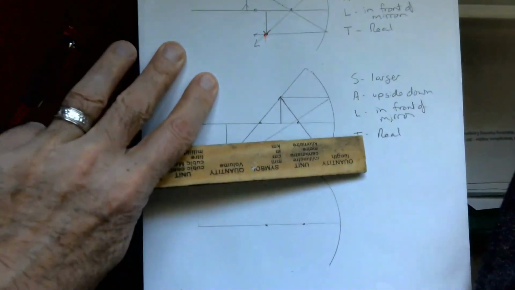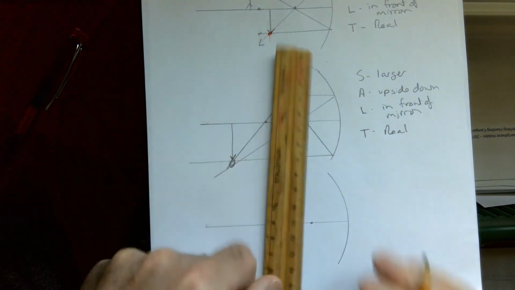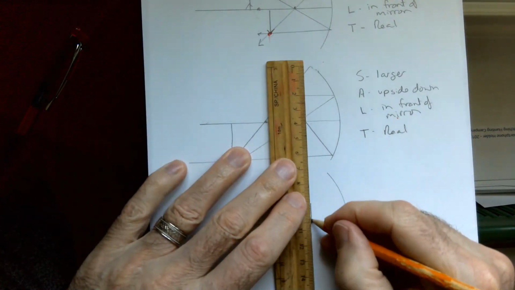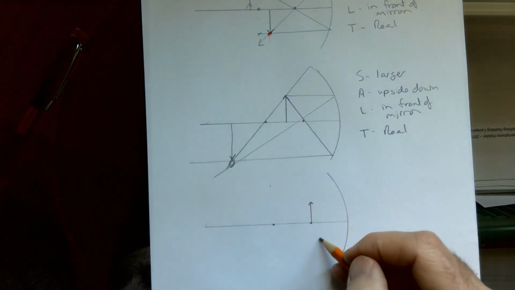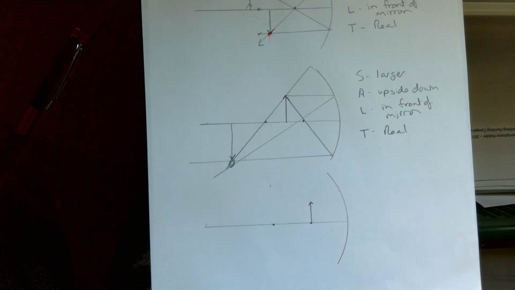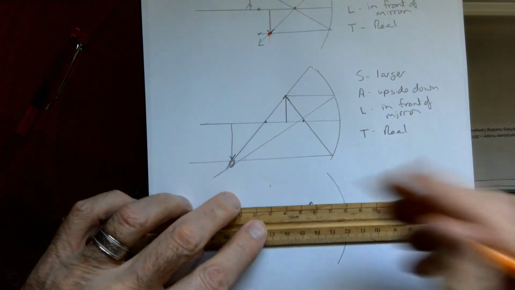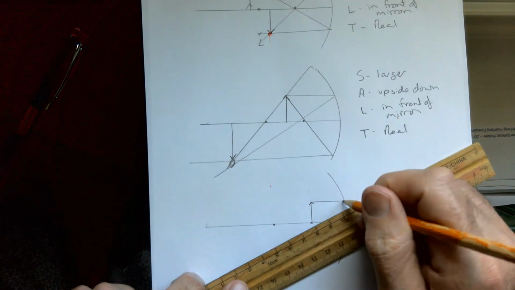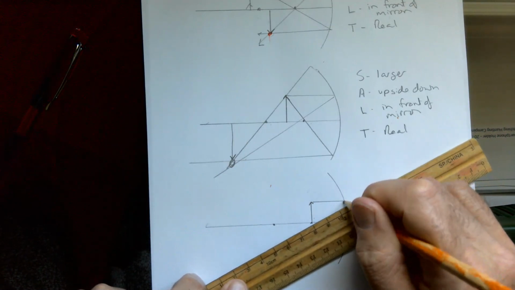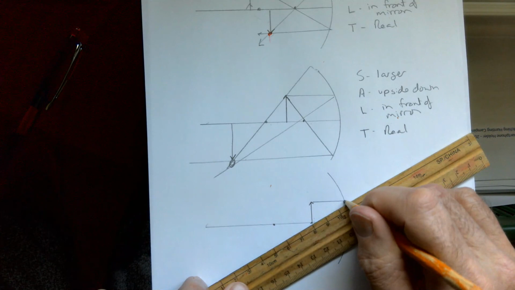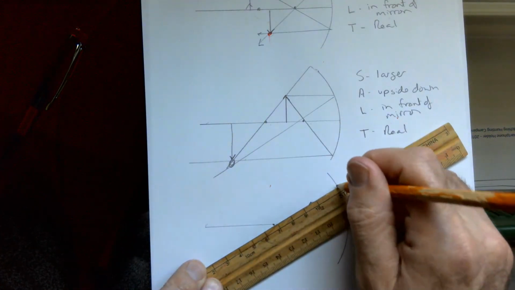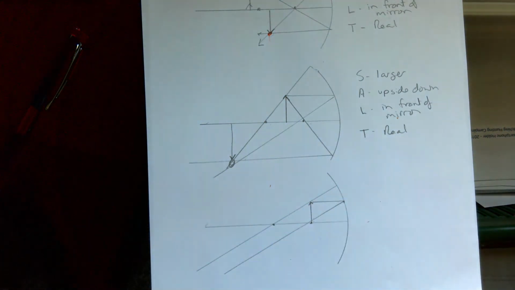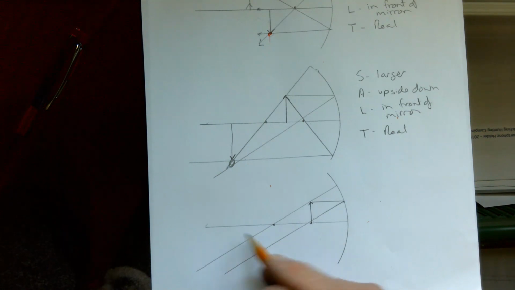Okay, let's do one more. If you were right on the focal point, you cannot draw from the tip down through and hit the mirror. It will not happen. You can go straight across to the mirror. You can go from the top of the arrow through the center of curvature. And if you've drawn this properly, what you'll see is these lines never meet.